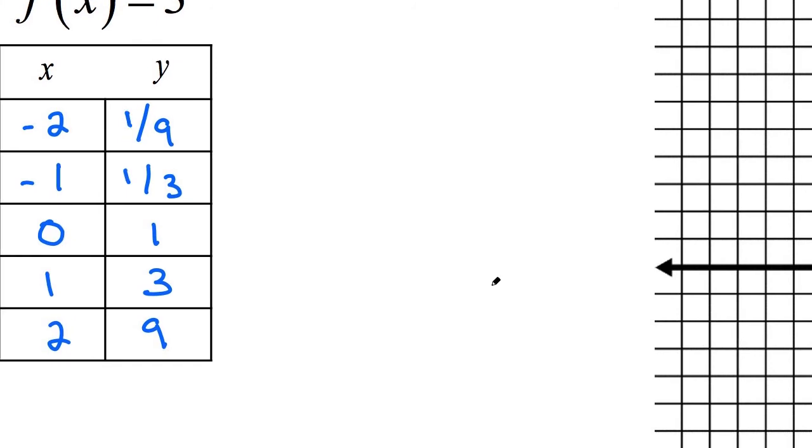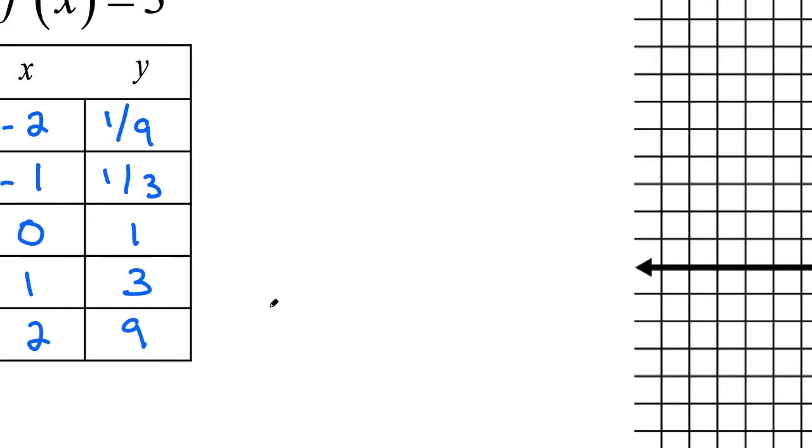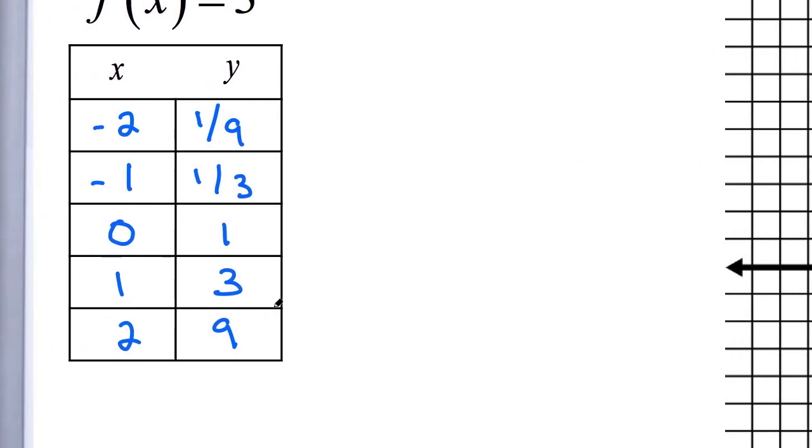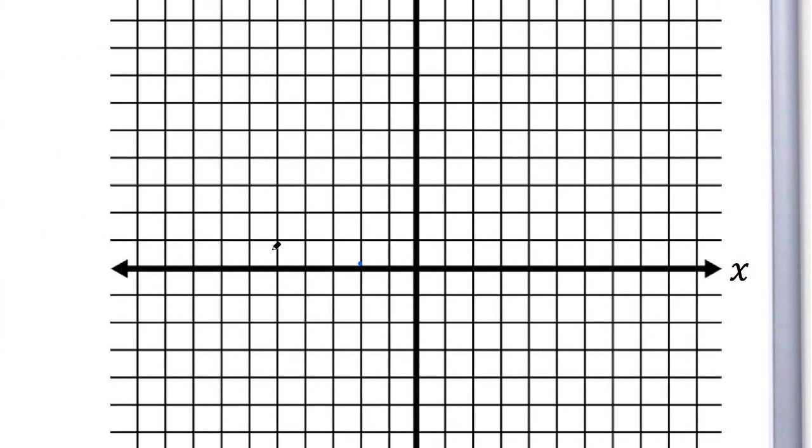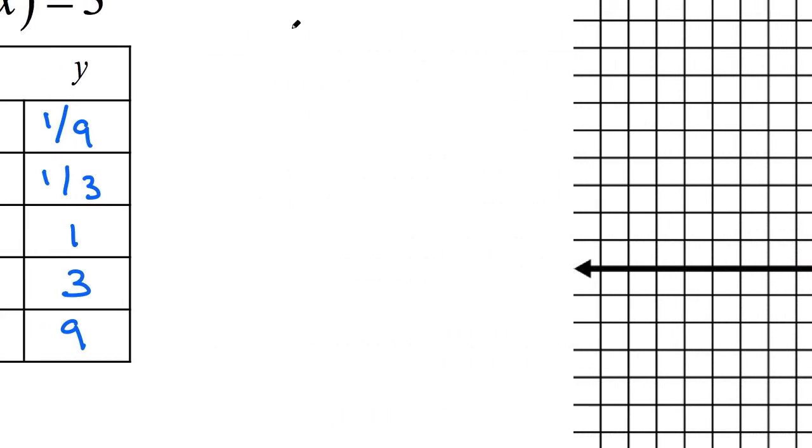So -2 on the x, up 1 over 9. So if we start at the origin, -2 on the x, so 1, 2, and we're going up on the y, 1 over 9. So that is super close to that x-axis. So it's going to be hard to see that shift in y. Here, -1 on the x, up 1/3 on the y. So starting at the origin, left 1 and going up 1/3 on the y. So again, that is a small value of y, so hard to see.